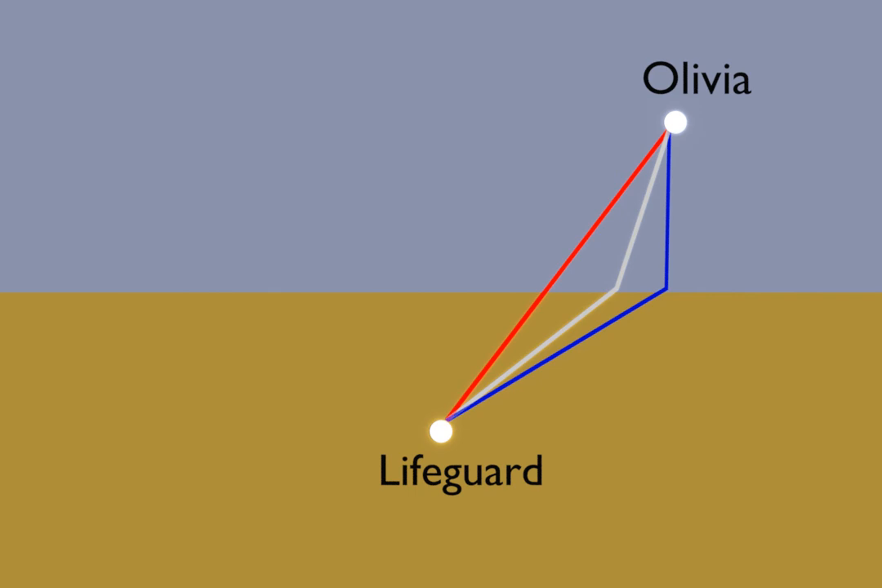Where exactly he has to enter the water depends on how much slower he is in the water than on the beach. It does not depend on where any eventual spectator might stand on the beach or even in the water. Of course, no lifeguard in his right mind would waste time calculating where the best place is to enter the water, but it's important to know that such a place exists.